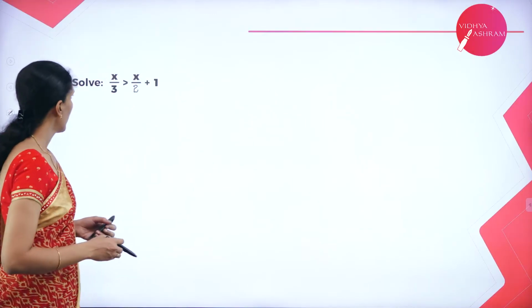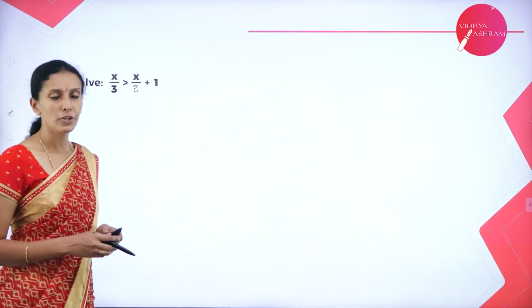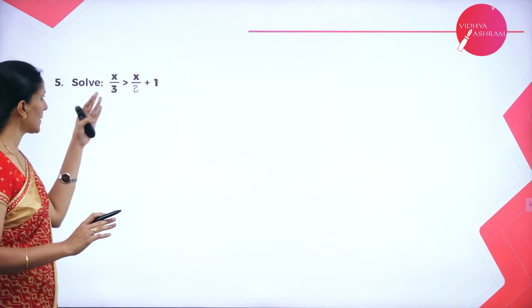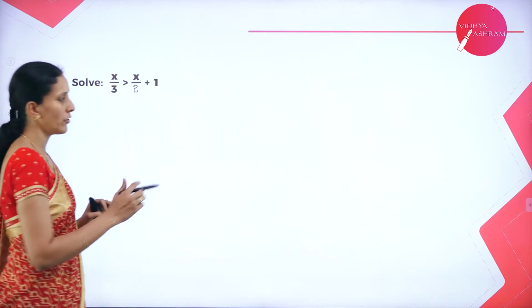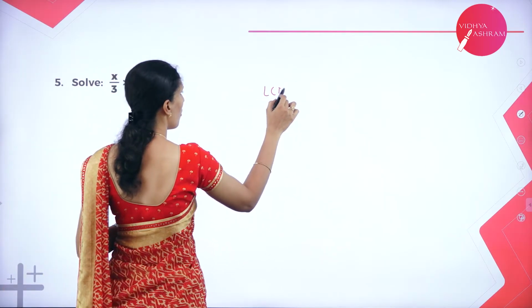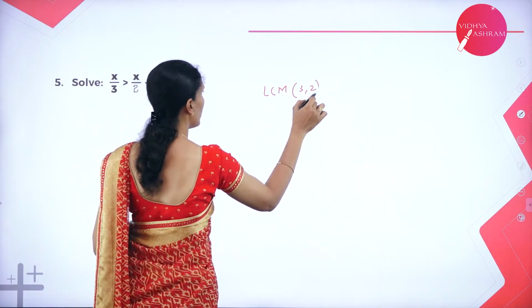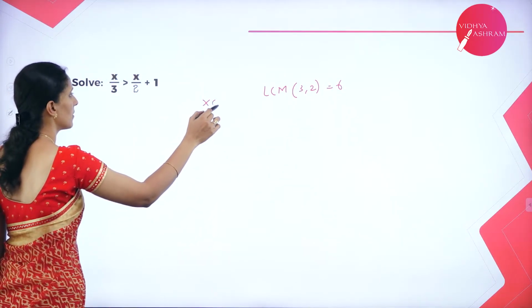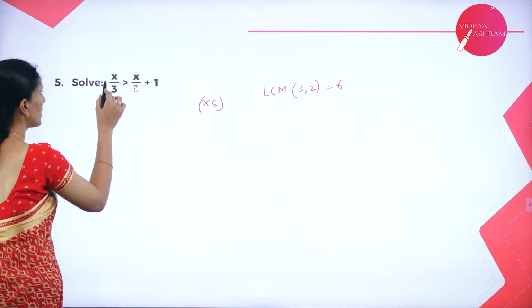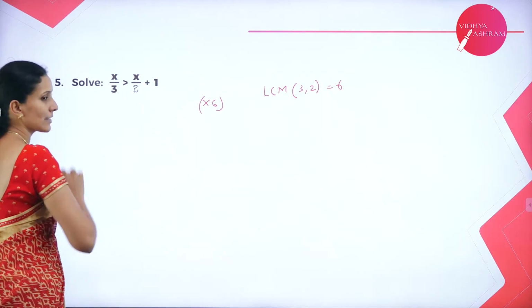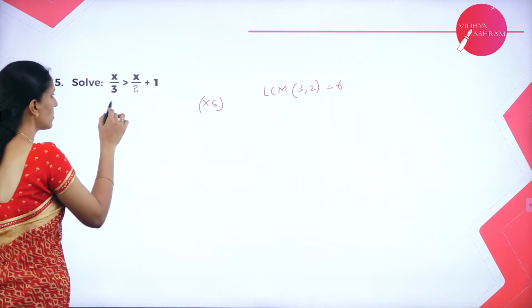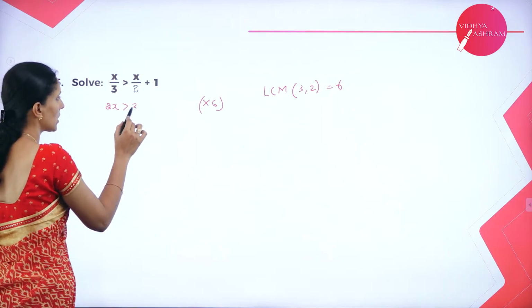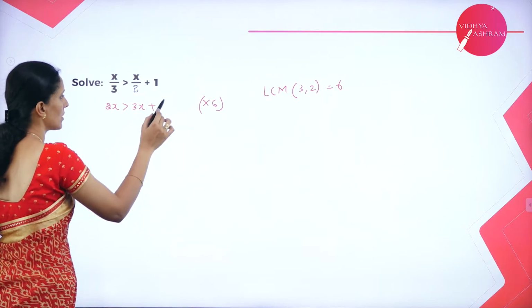Next question. X by 3 greater than x by 2 plus 1. Here we have a fraction. To remove the fraction, let us take the LCM of 3 and 2. We know the LCM of 3 and 2 is equal to 6. So, multiply by 6 on both sides. When you multiply by 6 on both sides, 6x by 3 becomes 2x, greater than, here it is 6x by 2 which is 3x, plus 1 into 6 is 6.